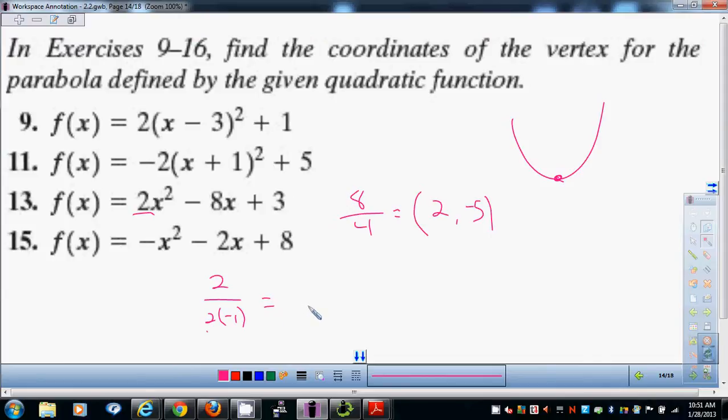And what's my y value going to be? Let's see, it'll be positive 1 made back into negative 1, plus 2 plus 8, so 9. And there's your vertex. 9 and 11 are actually even easier.